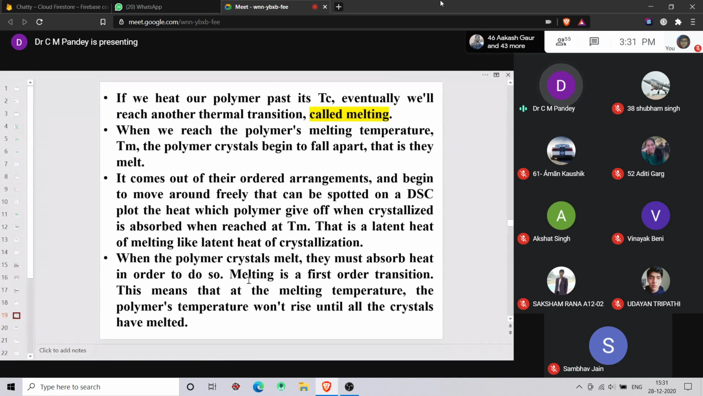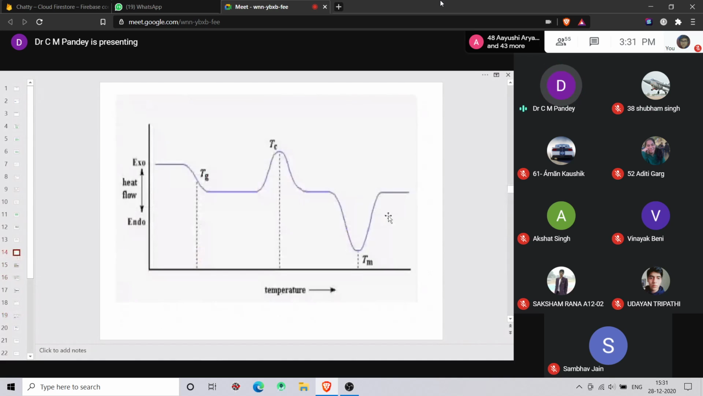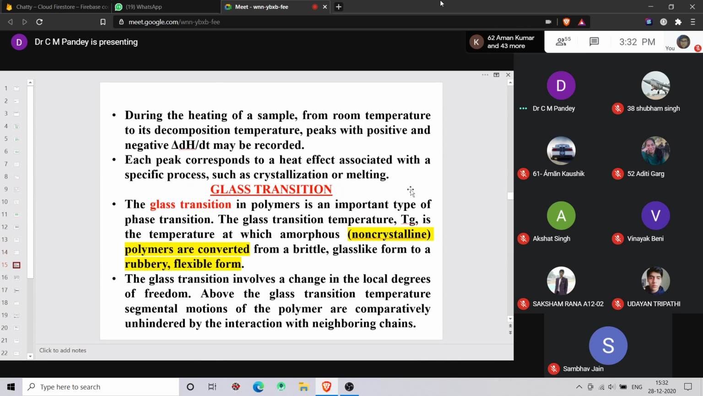So melting is a first order transition. This means that at the melting temperature, the polymer temperature won't rise until all the crystals have been melted. So in the curve, you will see that an endothermic reaction takes place when the melting of the polymer has started. So from the DSC, you can tell about the glass transition temperature, the crystallinity of a polymer, and the melting temperature of a polymer. You can easily tell this by seeing the graph.